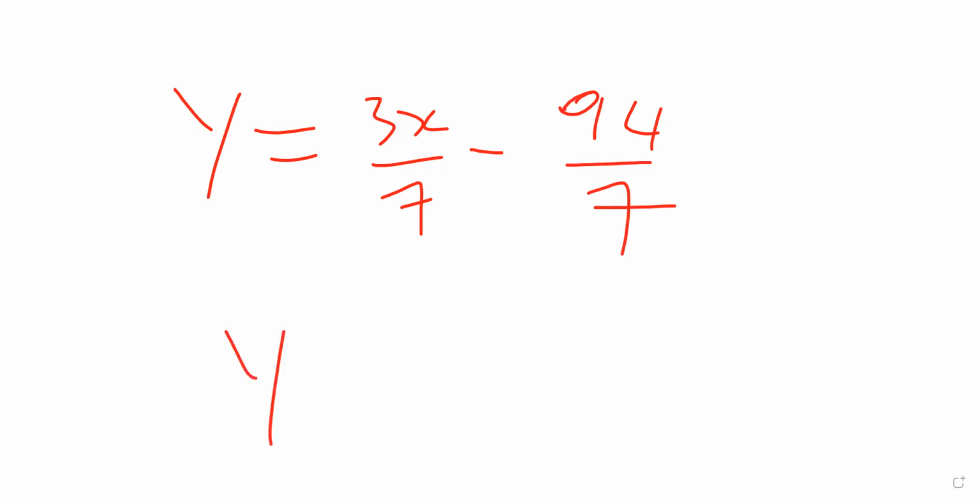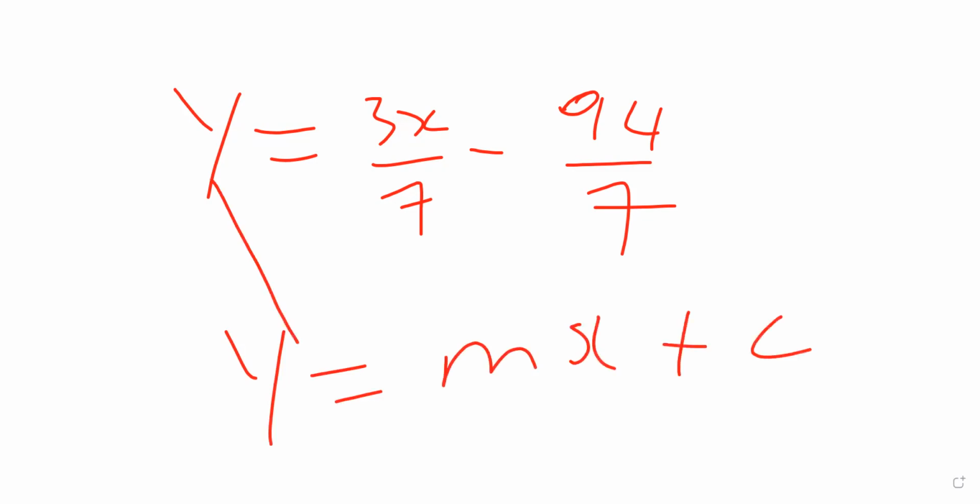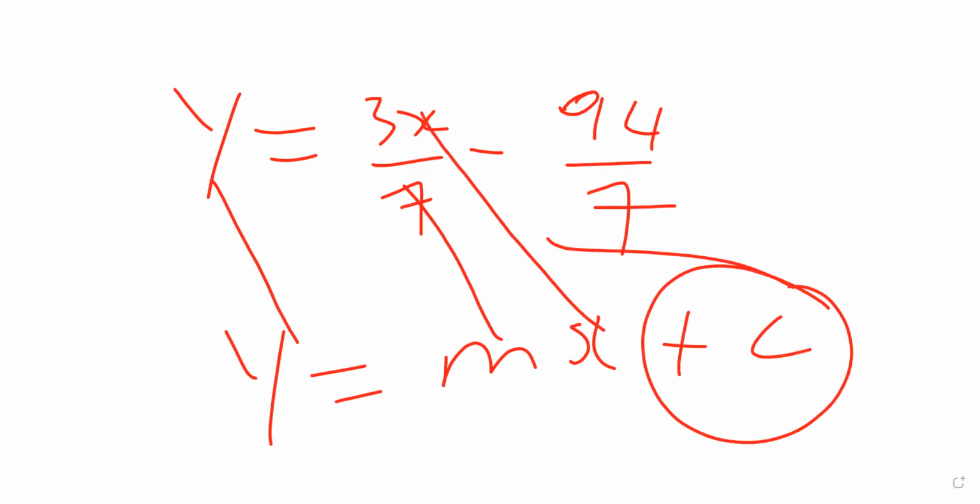So that is y is equal to mx plus c. The y is right there. Our gradient is right there. Our x is right there. And the constant c is negative 94 divided by 7. And there you go. That is how to write an equation that is parallel to a given line when you're given a point: you use the same gradient, because the gradients of any two parallel lines are equal. So there you go.